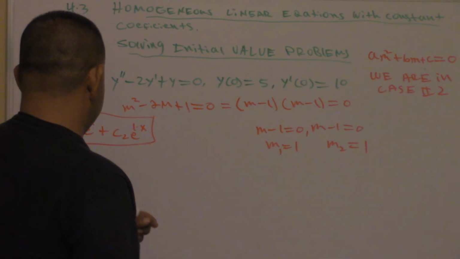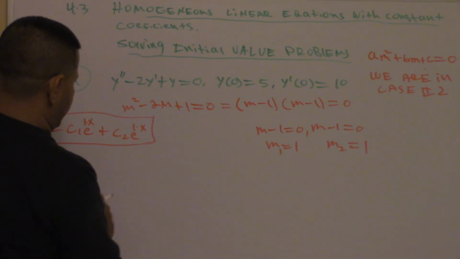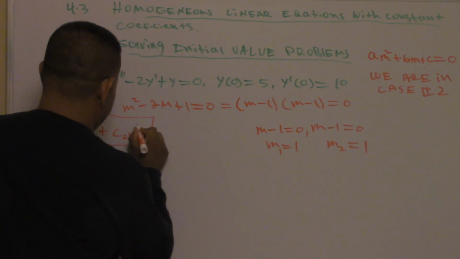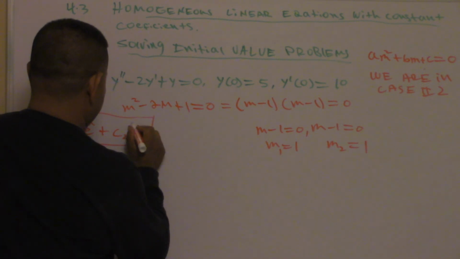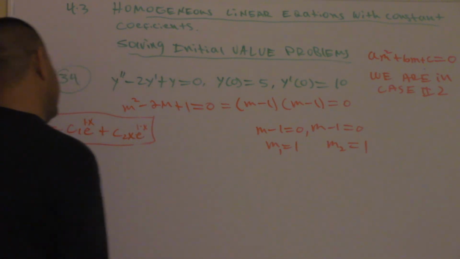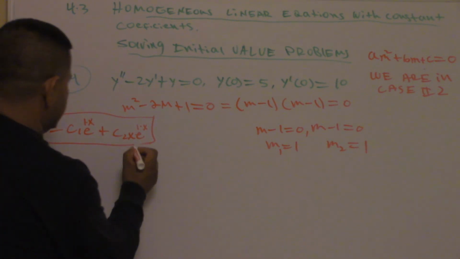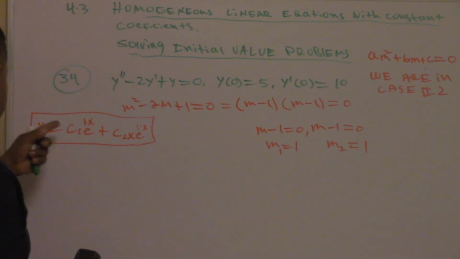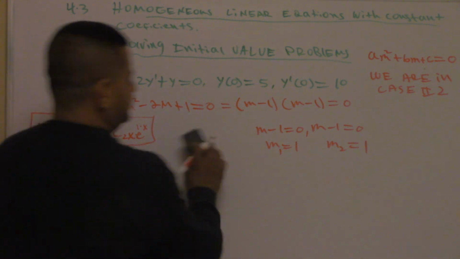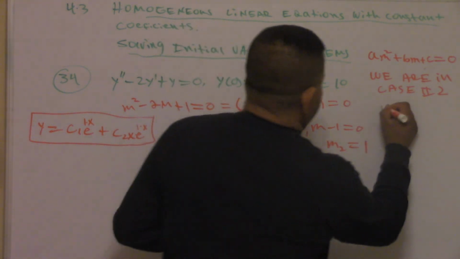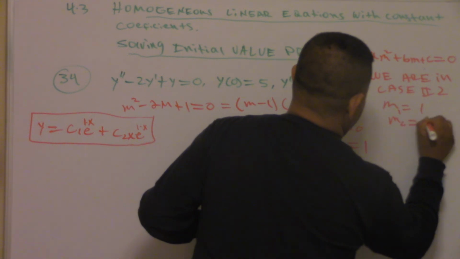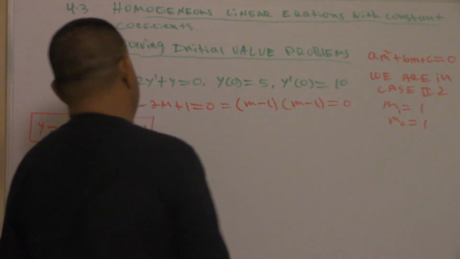Now, I'm sorry, I'm missing something. I just realized that I'm in case 2. So notice that this is the complementary solution. m1 is equal to 1, m2 is equal to 1. Let me erase this.